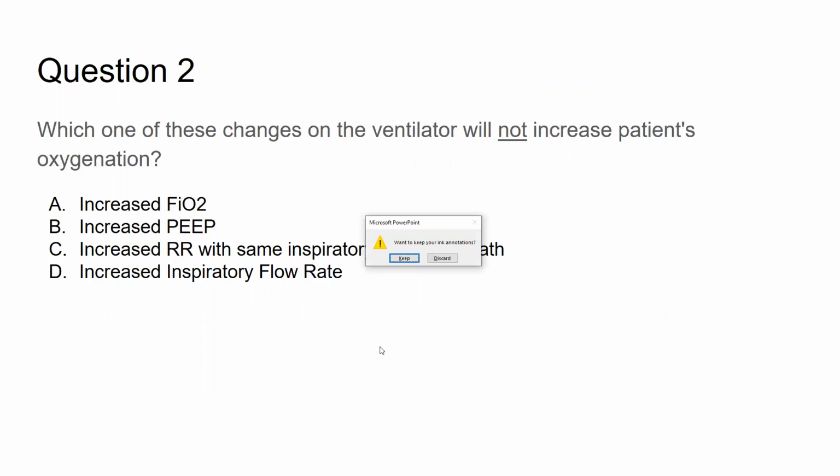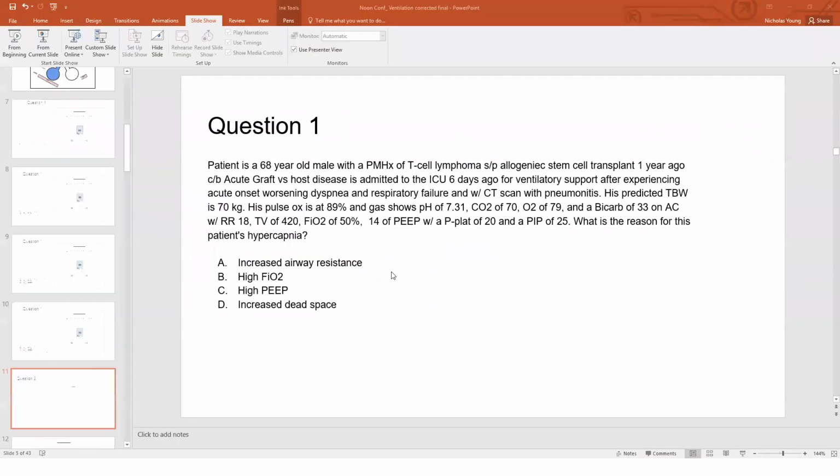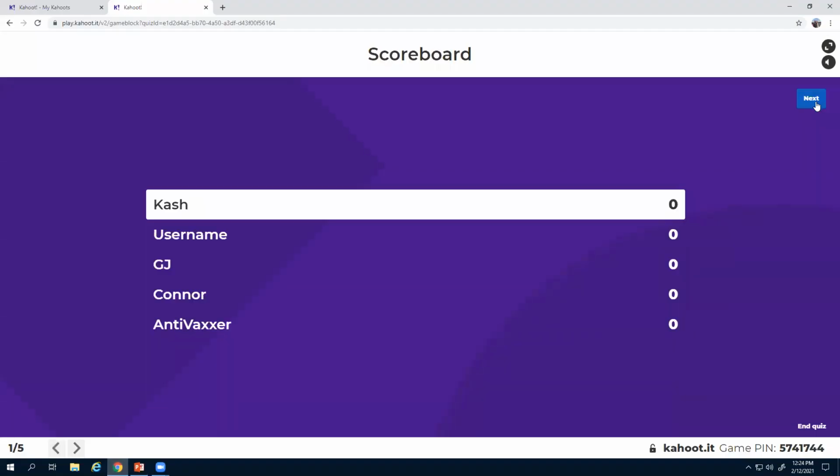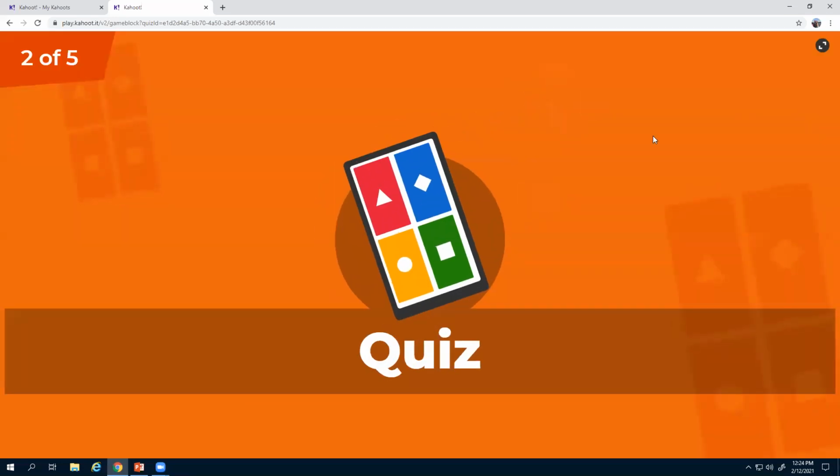And these questions are tough, but I'm really just trying to teach ventilator physiology. All right, let's see who is that one person. Cash, good job. All right, so question 2.